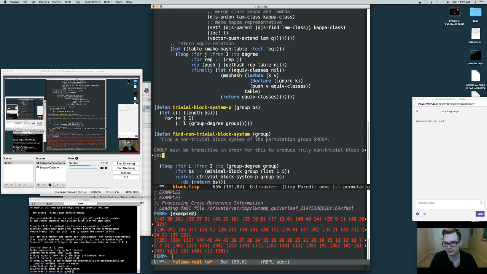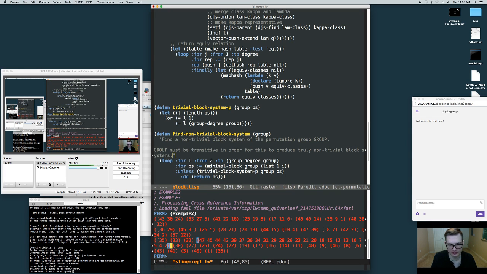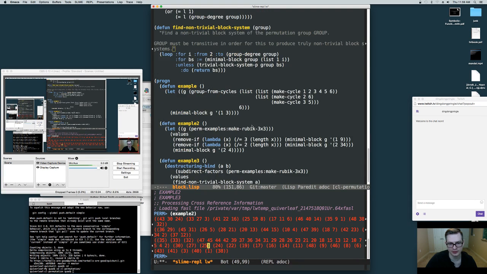So if the group isn't transitive, then we'll get this situation as down here. It'll think that this block system right here is a non-trivial block system, when really it isn't, because we haven't divided up the cube into separate orbits. We haven't divided up into the edge orbits and corner orbits. So we want to avoid these. So ideally what we do is we break the cube up into its subdirect factors.